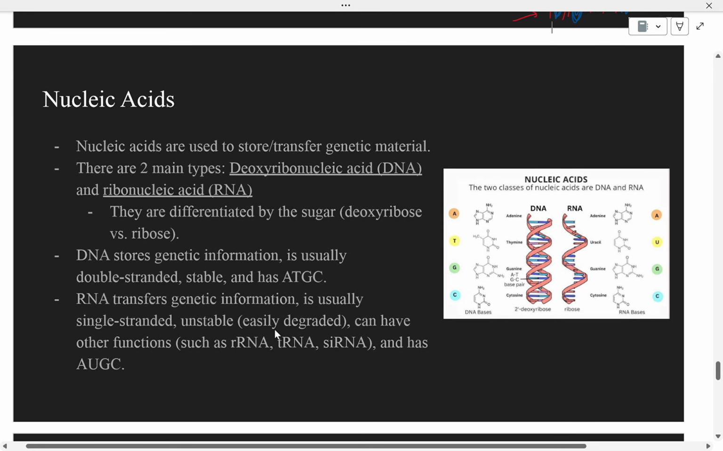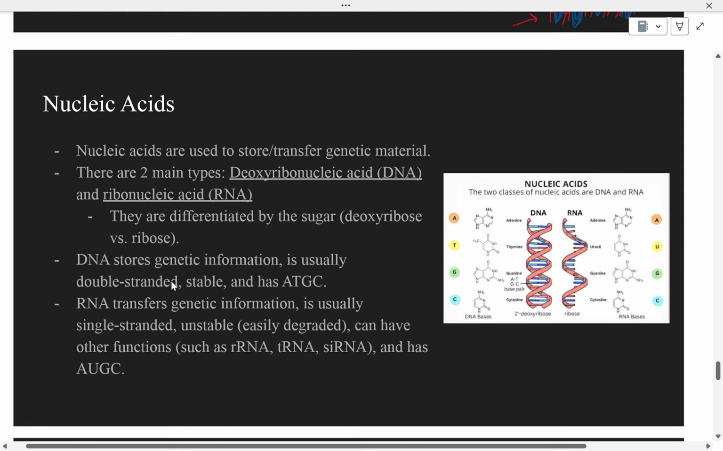All right, so let's move on to nucleic acids. Nucleic acids, these are storing and transferring genetic material for the most part. This is mostly all review, I'm sure. So we'll have two main types. We have deoxyribonucleic acid, DNA, and then ribonucleic acid, which is RNA. And they're differentiated by the sugar that they have. So DNA has deoxyribose, and RNA has ribose, right?